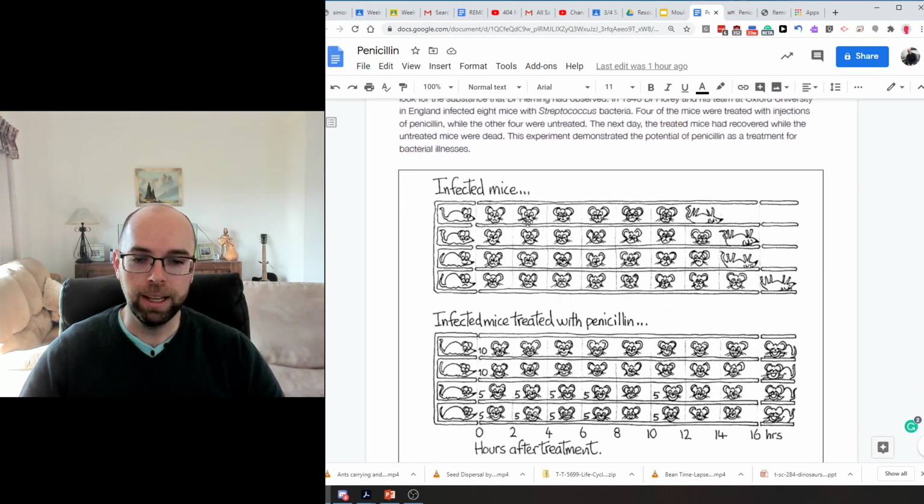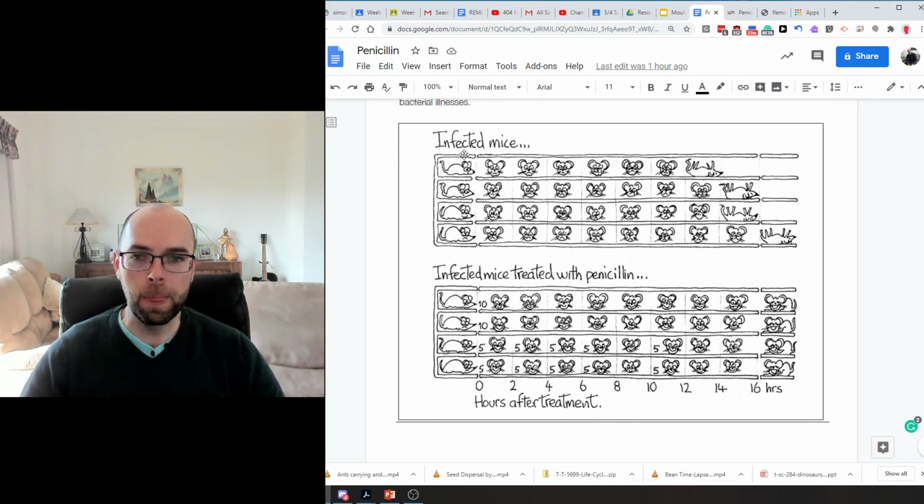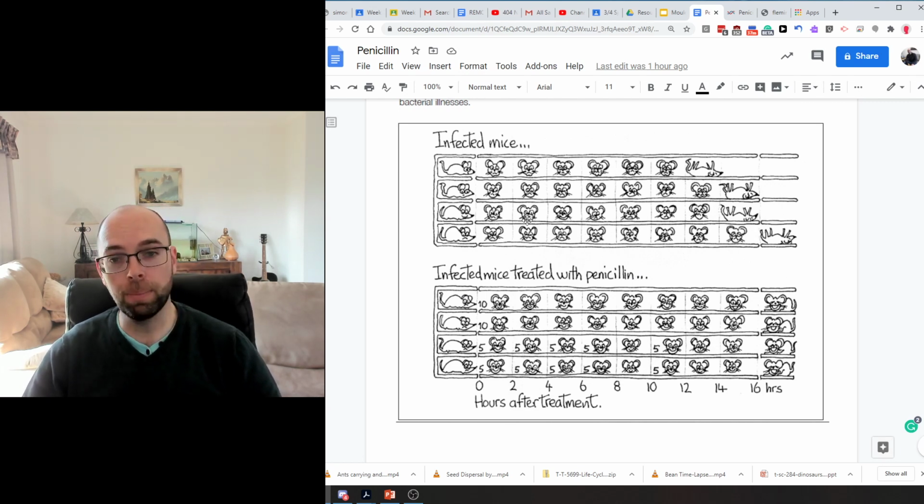Let's have a look at this, okay, guys? Here's a little chart about what we just read. There were 8 mice to begin with. So here on the side: 1, 2, 3, 4, 5, 6, 7, 8. These 4 were infected with the streptococcus bacteria, but they didn't get any of the penicillin medicine. These 4 were also given the streptococcus bacteria, but they were also given some of the penicillin from the mold. So this is a way to see if the penicillin from the mold actually saved them or not.